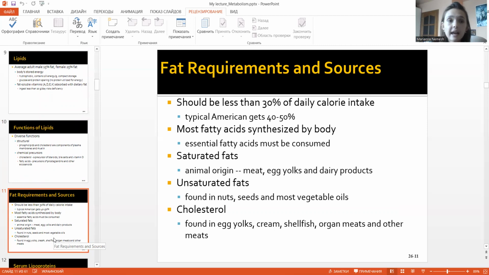So, fat requirements and sources: fat should be less than 30% of daily calorie intake. Most fatty acids are synthesized in the body, but essential fatty acids must be consumed. Saturated fats are of animal origin, like meat, eggs or egg yolks, and dairy products. Unsaturated fats are present in plants like nuts, seeds, and most vegetable oils. Cholesterol we can find in egg yolks, cream, shellfish, organ meats, and other meats.